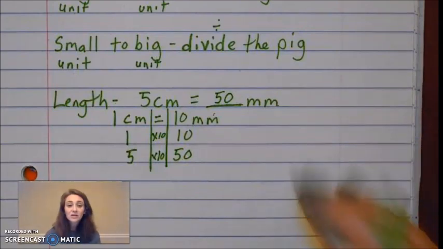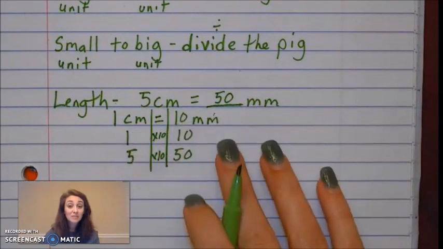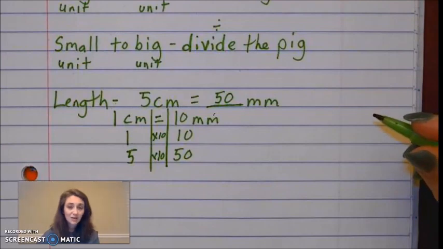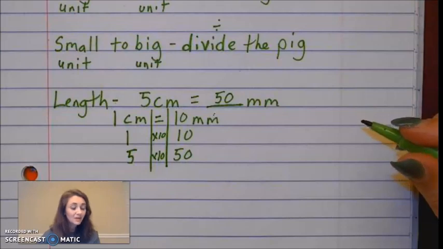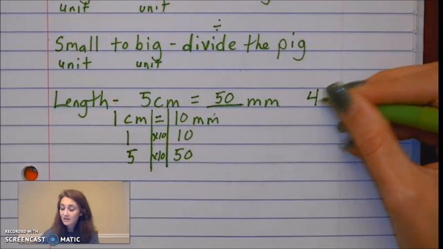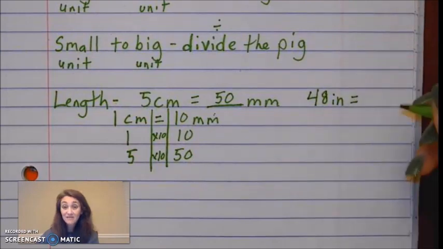Okay, I'm going to switch on you. Now I'm going to do, this one was big to small. Now I'm going to do a small to big. So, a small unit, I don't know if you can hear my dog, sorry. A small unit would be, let's go with inches. If we had 48 inches, and we wanted to know how many feet that was.